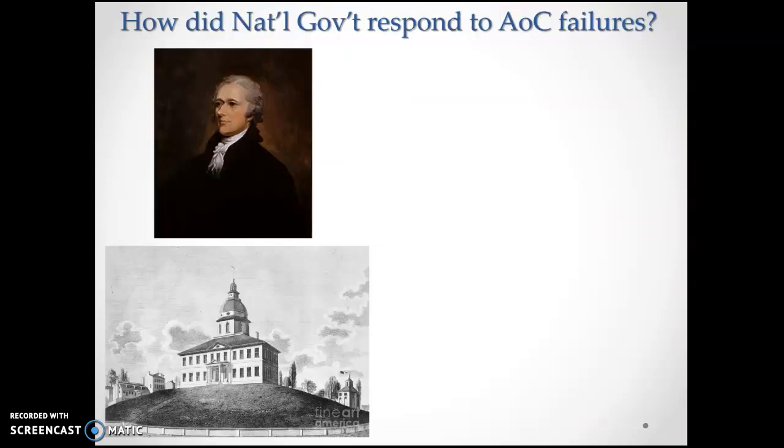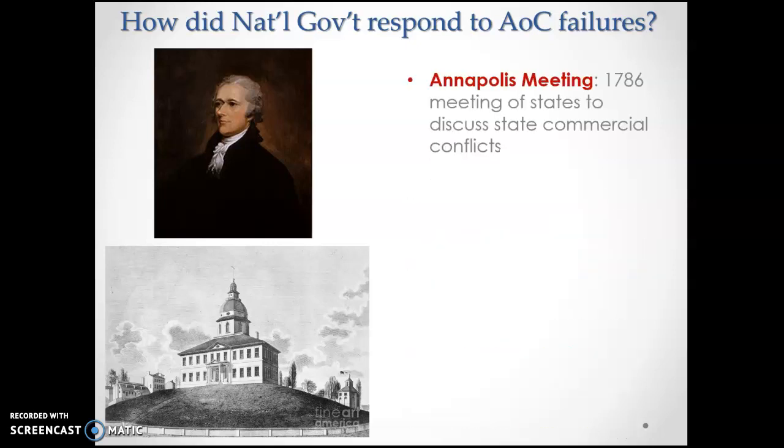And so how did the national government respond to the Articles of Confederation failures? Well, essentially, they set a meeting. The meeting is famously known as the Annapolis meeting because it was held in the city of Annapolis, outside of Baltimore, not too far from Washington, D.C., which didn't even really exist at this time yet. The national government called for representatives from states to meet in Annapolis in 1786 in order to discuss what everyone saw were real and critical problems.